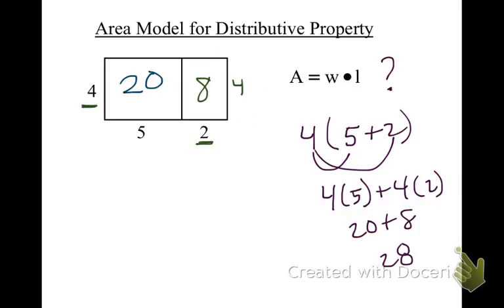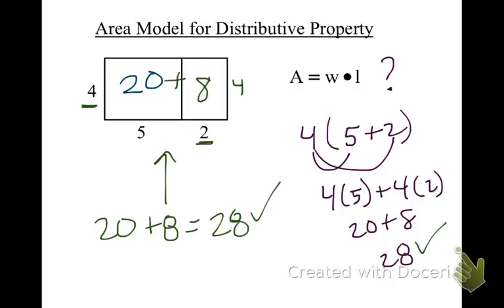So, what's the area of my entire rectangle? Well, let's combine them. So I end up with 20 plus 8. What does it give me? 28. So it works. Both answers will work. So if you'd like to use the distributive method this way or the area model, it's up to you. Because either way, you're going to get the same exact answer.